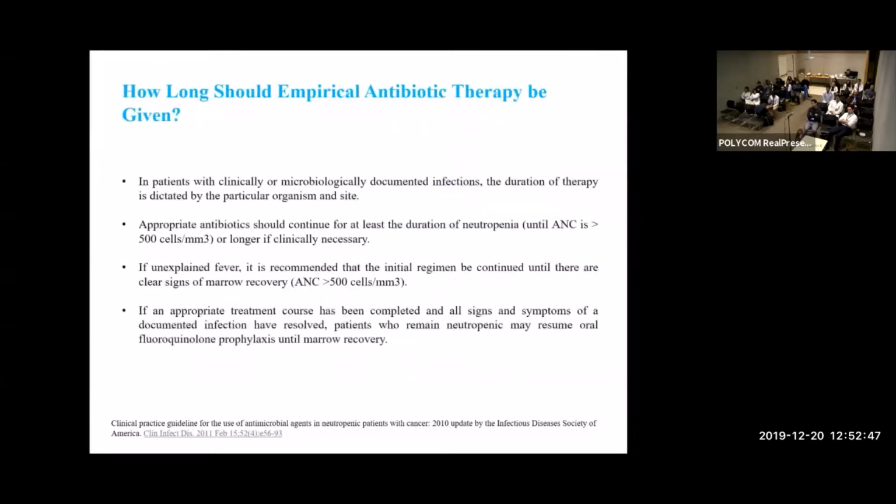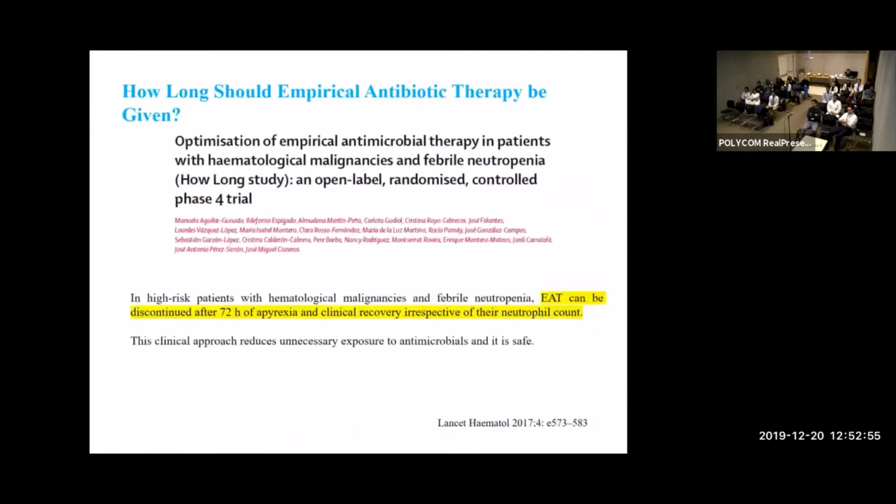And then how long? This is what the guidelines say. So let me just jump here. Previously, we said that if a patient has febrile neutropenia and we're treating the patient, we should wait until we see some evidence of marrow recovery.